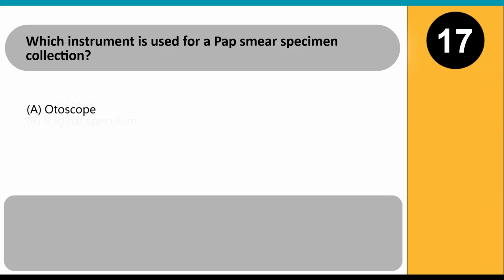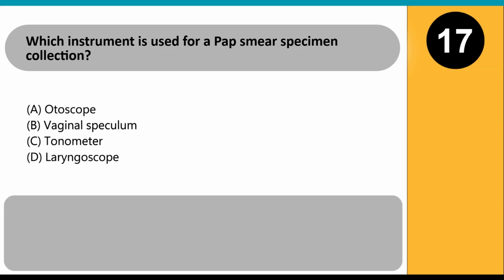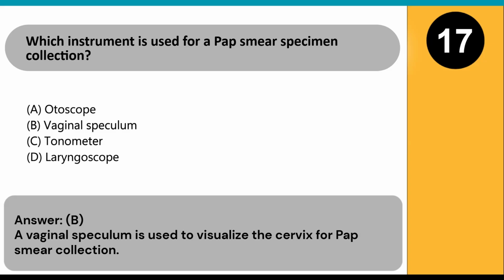Which instrument is used for a pap smear specimen collection? A. Otoscope, B. Vaginal speculum, C. Tonometer, D. Laryngoscope. Answer: B. A vaginal speculum is used to visualize the cervix for pap smear collection.